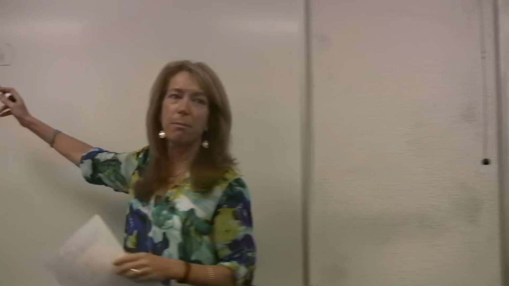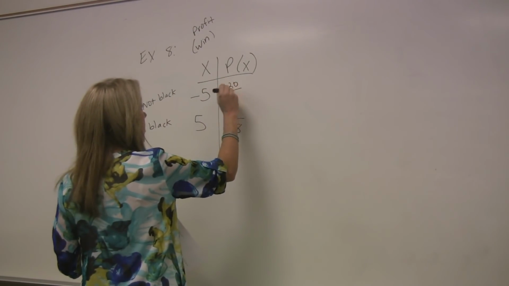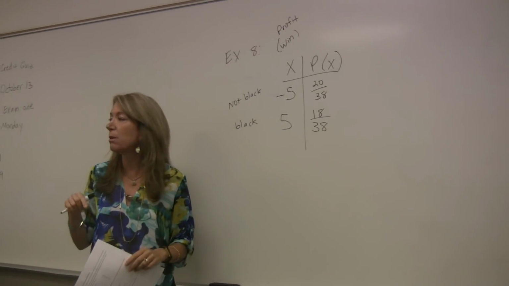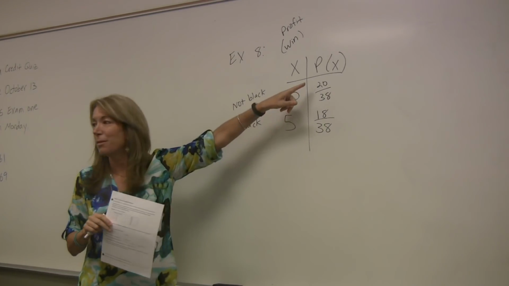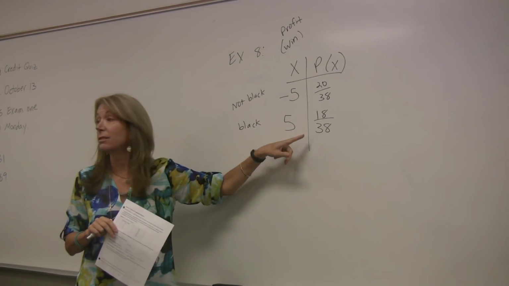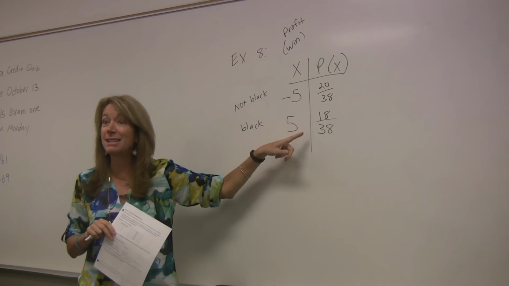How many of them are not black? 20 out of 38. So they want you to think it's 50-50, which is why everyone keeps playing. But there's actually a little bit more chance that you'll lose than there is that you'll win. Slightly more than 50%. We agree with that? It's a little bit more than half, it's a little bit less than half.